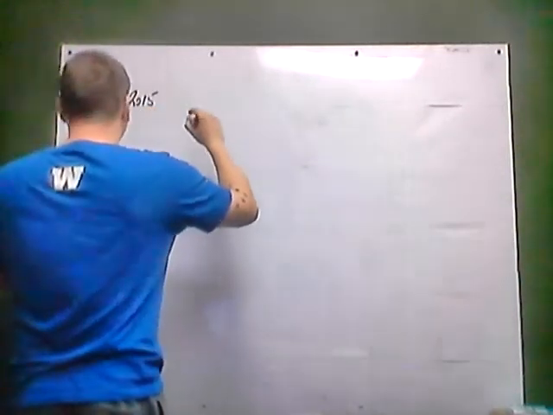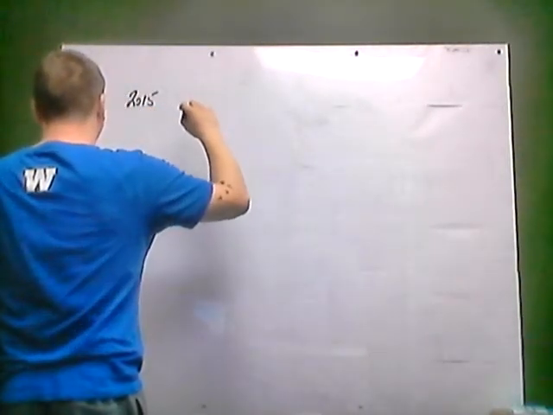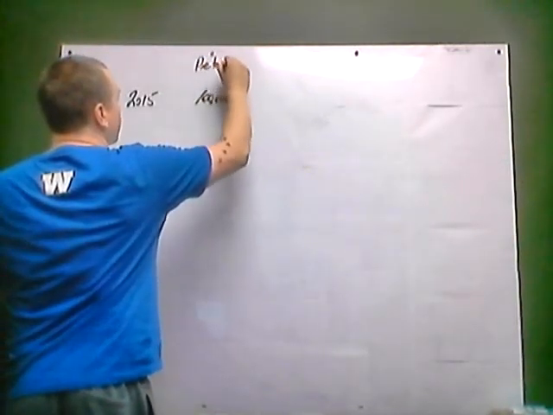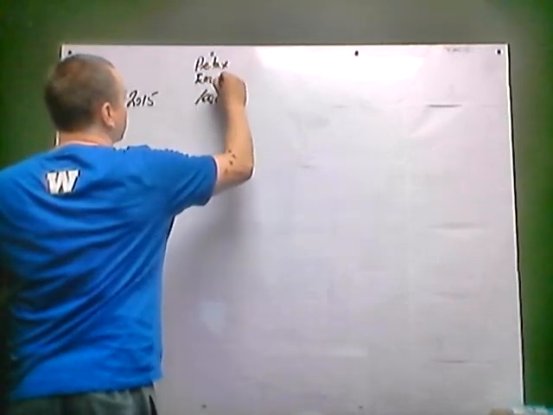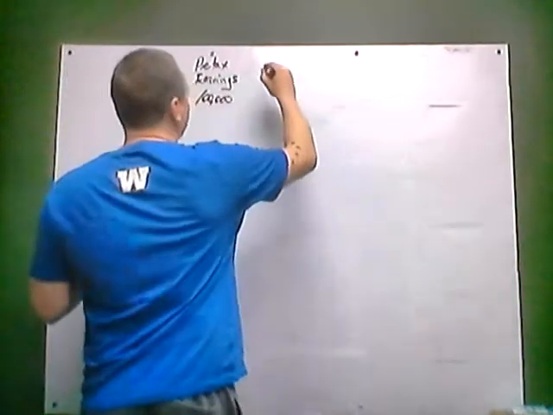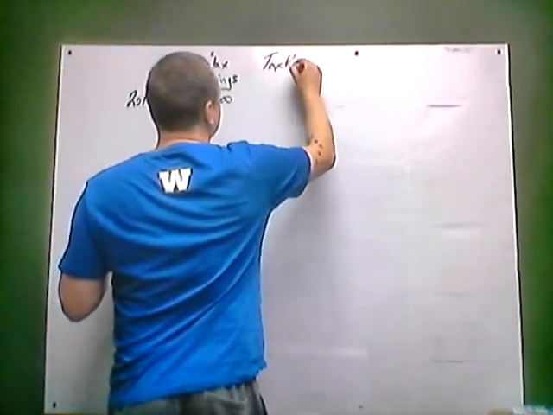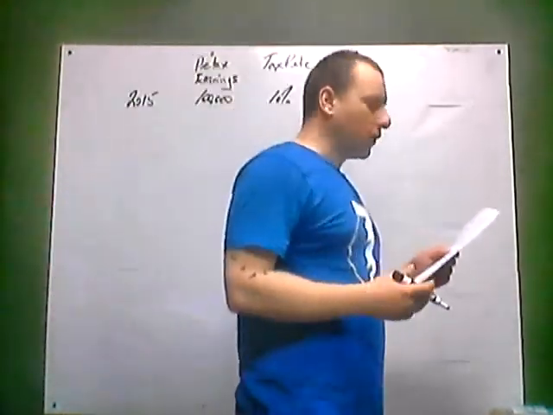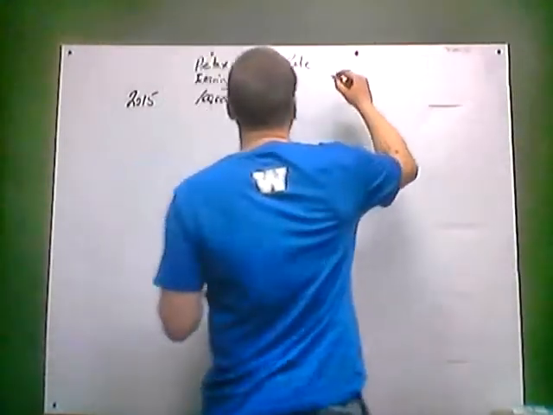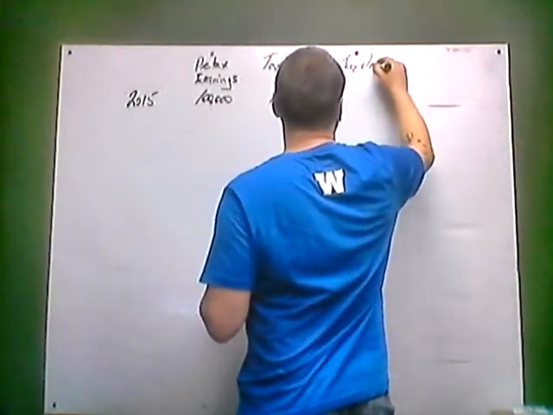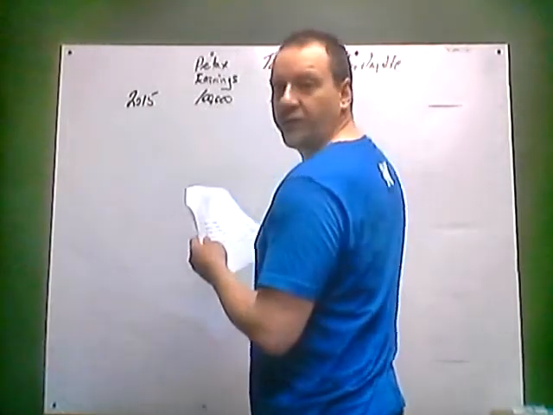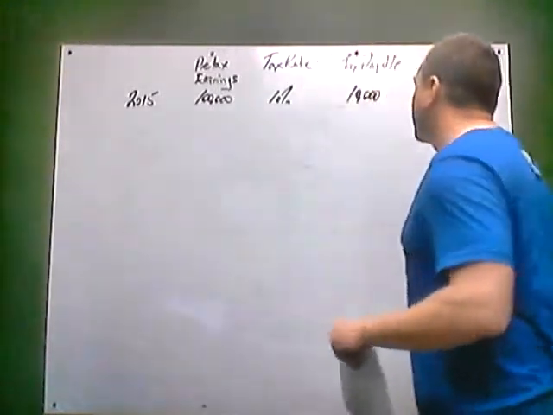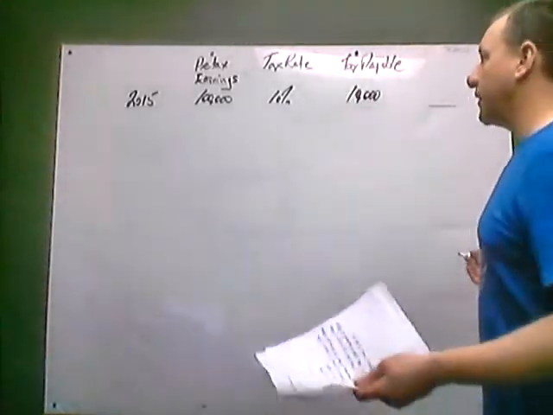So in 2015, we had pre-tax earnings of $100,000. Our tax rate, okay, in this case is 10%. As a result, how much tax payable are we going to have for 2015? Well, 100,000 times 10%, that's $10,000. Debit income tax expense, credit income tax payable.